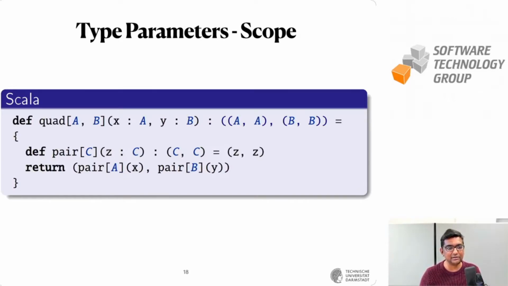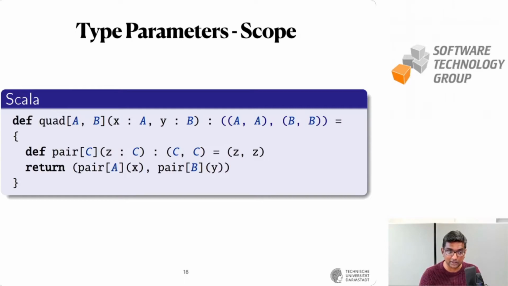What happens if you define type parameters scoped within each other? So here is an example. You're defining a function quad which takes in two type parameters a and b, and it takes two parameters, one of type a, one of type b. It returns a tuple of tuples. The first tuple is of type a comma a, the second tuple is of type b comma b.